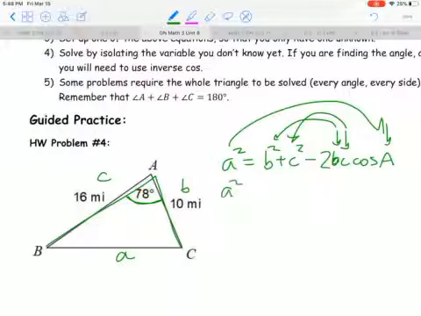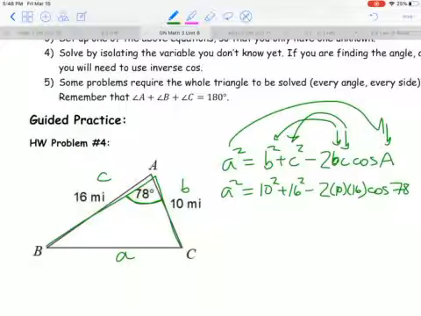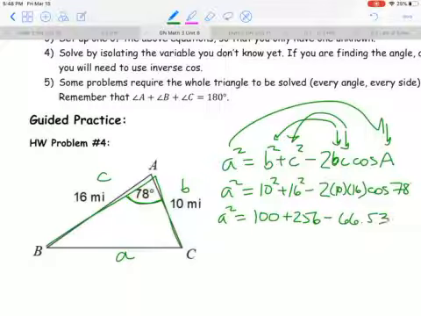So pretty easy to remember. Here, let's do a squared equals 10 squared plus 16 squared minus 2 times 10 times 16. See those numbers repeat? Cosine angle A. So go ahead and get that: 2 times 10 times 16 times cosine of 78 in your calculator, as well as the 10 squared and the 16 squared. And make sure you don't square root until you get a single number on that right side.